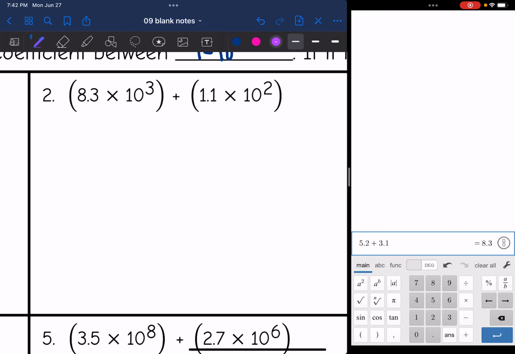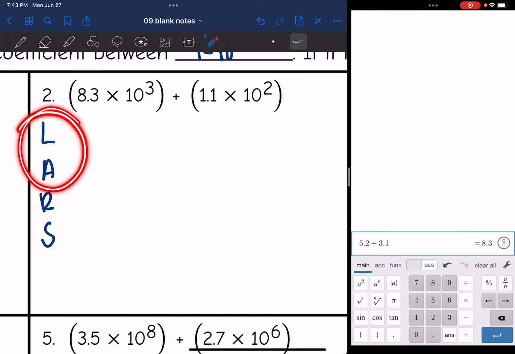I have 8.3 times 10 to the third and 1.1 times 10 to the second. So these are different. So I need to change one of them to be either 10 to the third or 10 to the second. Whenever I run into this situation with addition, in LARS, I want to try and do the LARS part, because if I move a decimal to the left, it'll make it smaller, and it just means less chance of that number being bigger than 10. So you can either change this to a 10 to the second or change this to a 10 to the third. You can do either one.